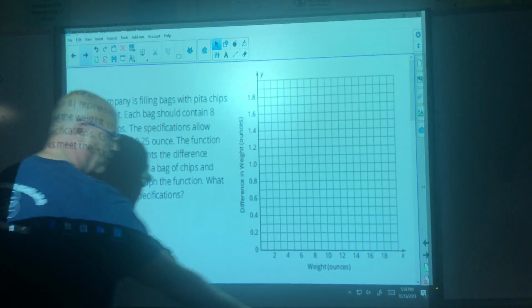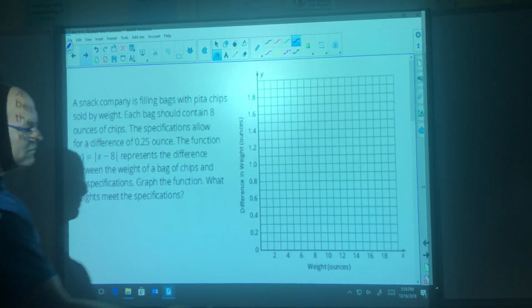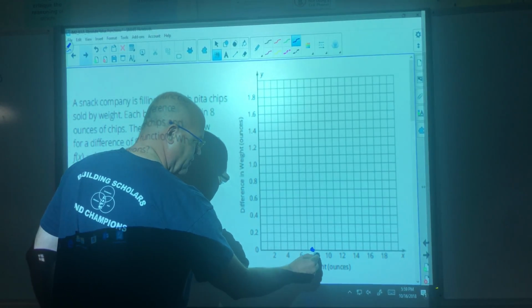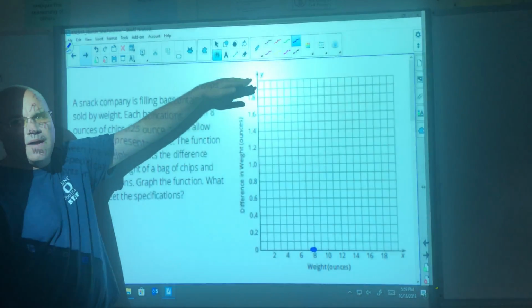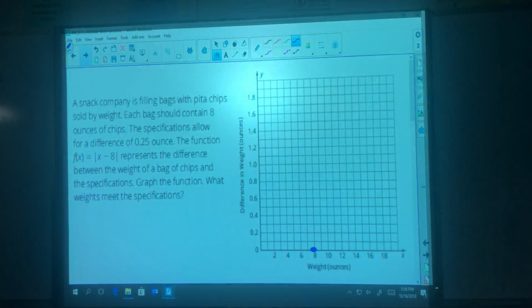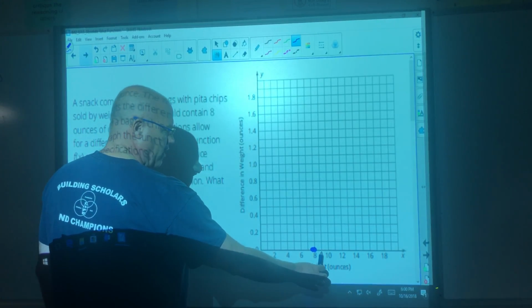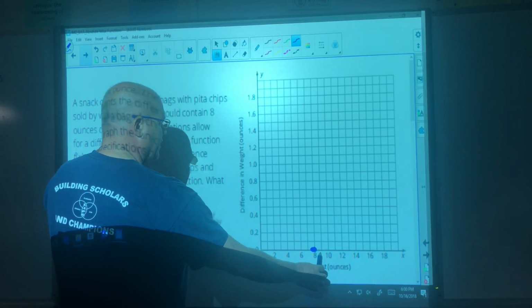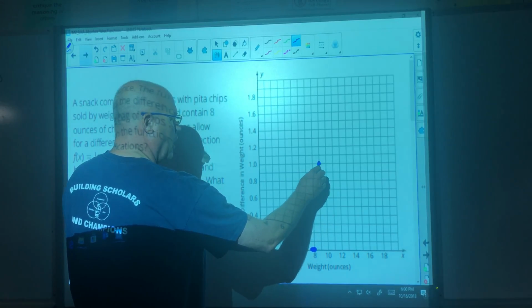All right. So we want to graph this. Well, the weight in ounces is x. So what would make this 0 in here? Would be 8. So if I'm at 8 ounces, that's the perfect bag of chips, right? There's no difference in the weight. This is going to be our difference in the weight from 8 ounces. All right. Well, if I go over 1 ounce, so I go to 9 ounces in my bag, then I'm going to have a difference of weight of 1. So I'm going to go up here to 1.